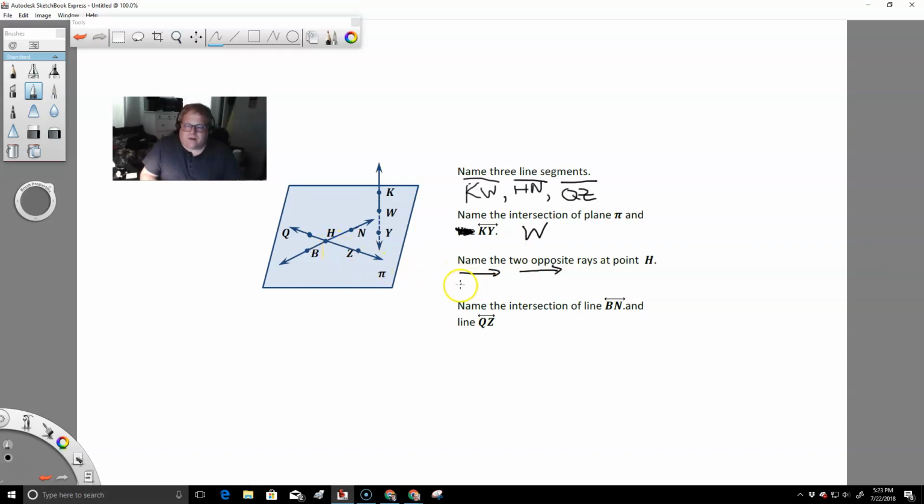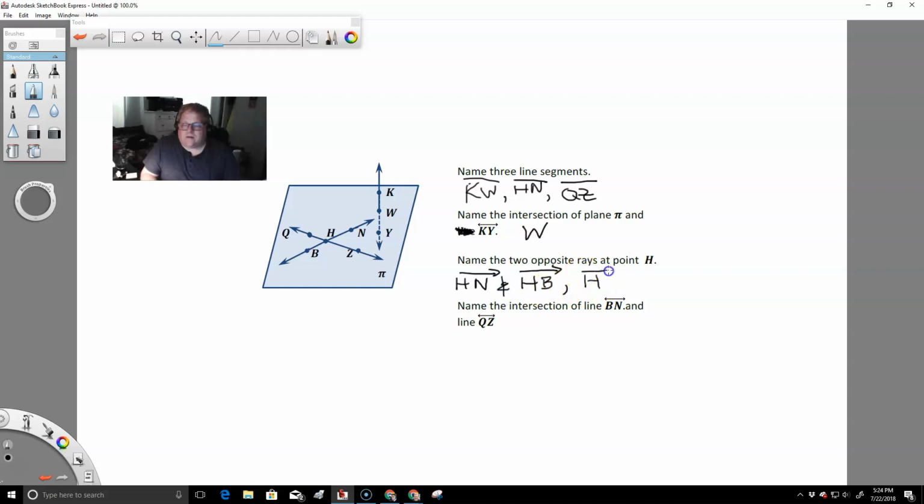So H has to be the initial point. Both of these have to have H starting out because that's their starting point. That's their end point, because a ray, remember, only has one end point and then it goes on forever. So one end point, and now we just name another point that it passes through. So let's say I pick HN. If I pick HN, the one opposite of it is HB.